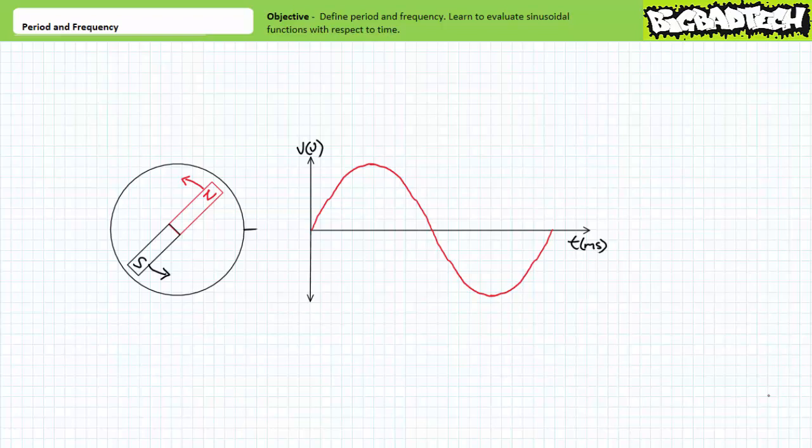I'm your instructor Jim Pytel, and today's topic of discussion is period and frequency of sinusoidal waveforms. Our objective is to define period and frequency and learn to evaluate sinusoidal functions with respect to time.